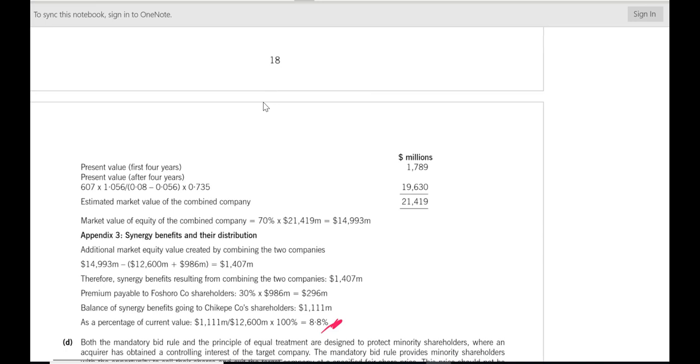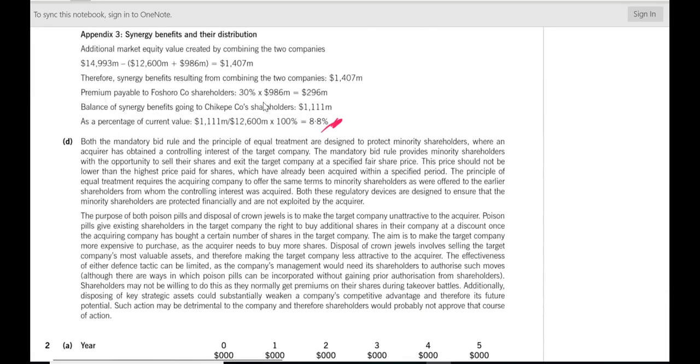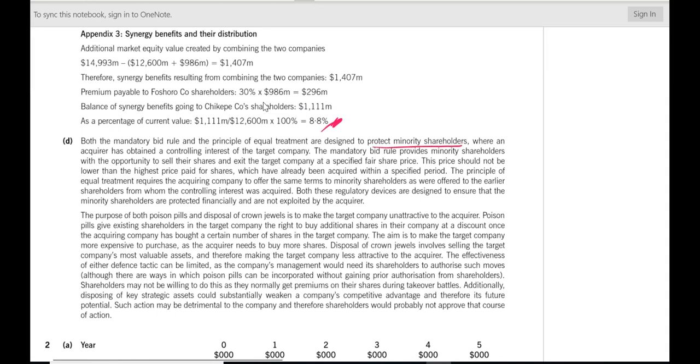Okay, let's discuss the last point, in which we have to discuss the mandatory bid rule, the principle of equal treatment, and then the two defenses: one defense was disposal of crown jewel and the other poison pill. Mandatory bid rule and principle of equal treatment are designed to protect minority shareholders. Where an acquirer has obtained a controlling interest of the target company, the mandatory bid rule provides minority shareholders with the opportunity to sell their shares and exit the target company at a specified fair share price.